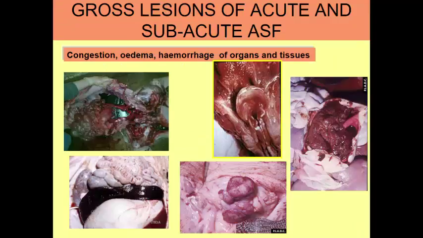The lesions are very variable, and they relate to the different clinical forms. These are examples of the most important lesions in acute and subacute forms of the disease, mainly congestion, edema, and hemorrhage of all organs and tissues, mainly in the lymph organs. Here you have a pig that had acute African swine fever. These are the hemorrhagic tonsils, and hemorrhagic stomach contents. Ulcers happen very often in pigs, and the spleen is enlarged to about three times its size, very congestive and even hemorrhagic. Of course, all the lymph nodes are congestive or hemorrhagic.